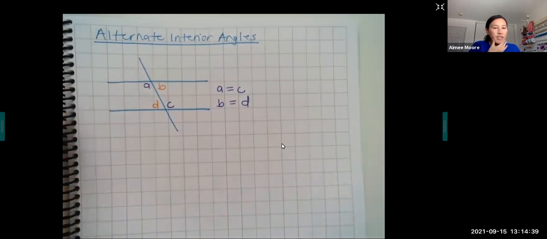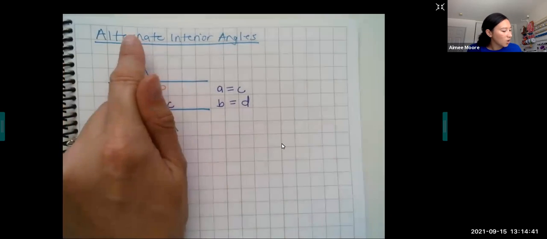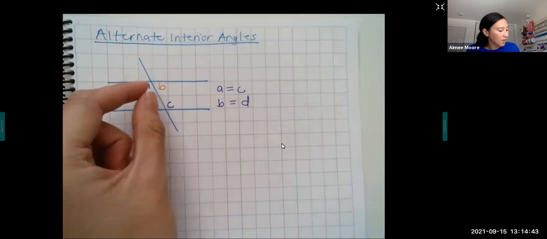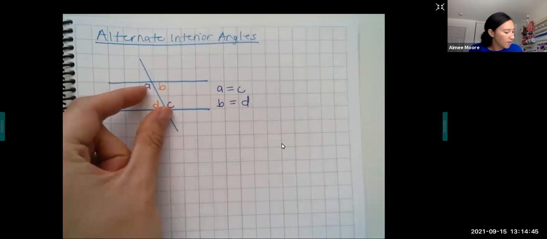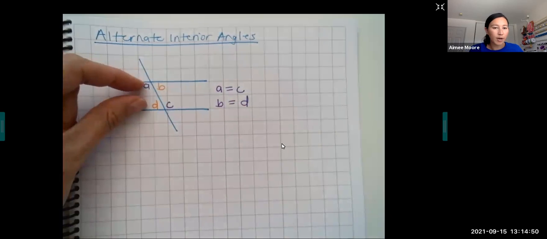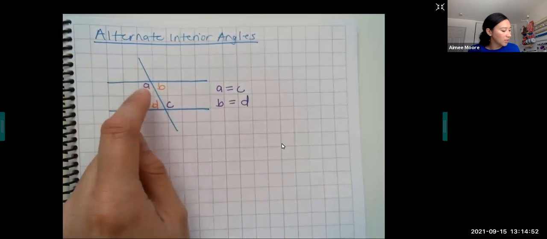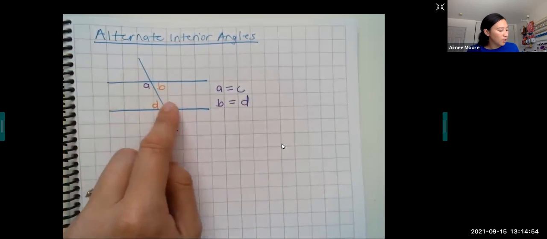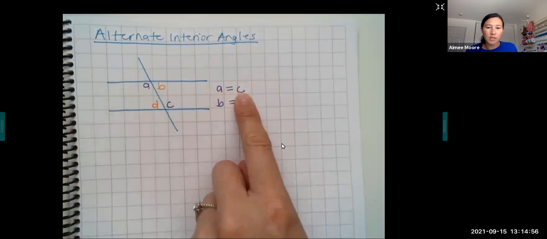Okay, so alternate interior angles, we know that alternate means opposite sides. So that means they're on different sides of the transversal. And then interior means it's inside the two parallel lines. So these are alternate interior angles, A and C, which means that A is equal to C.